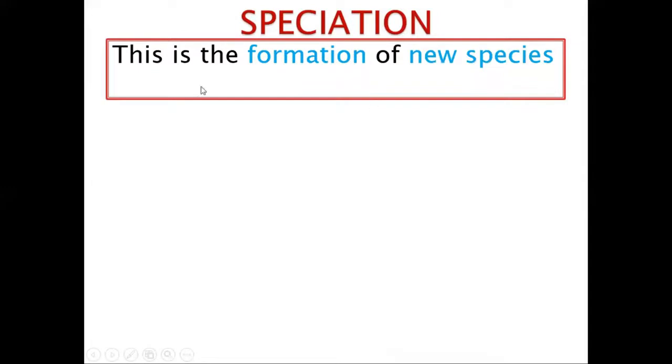What is speciation? Speciation is the formation of new species. So what is a species? We saw it some time before: a species is a group of organisms which can interbreed to produce fertile offspring. Which process leads to the formation of new species? So let's look at the process which results in the formation of new species.